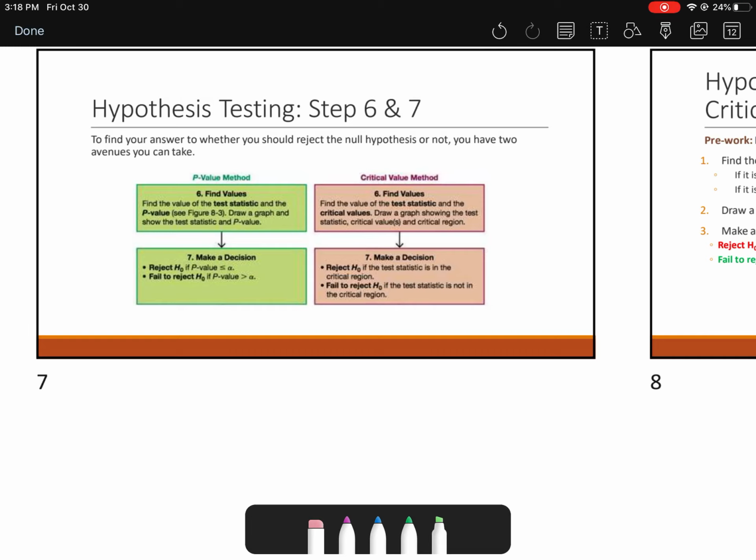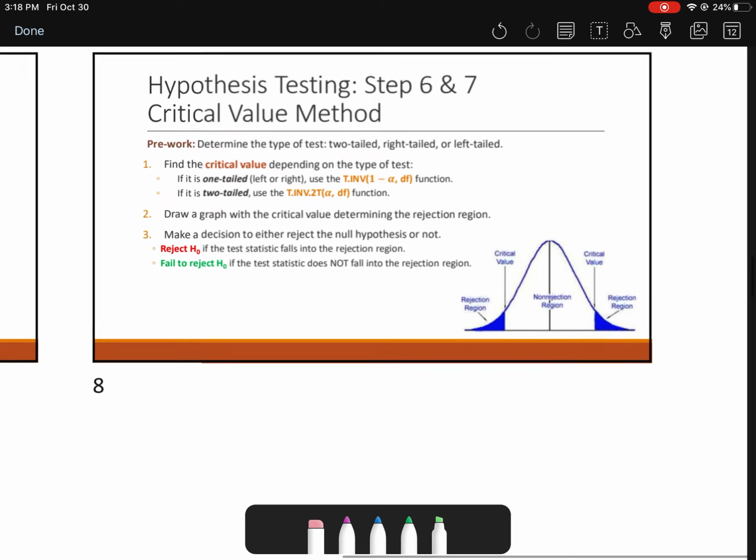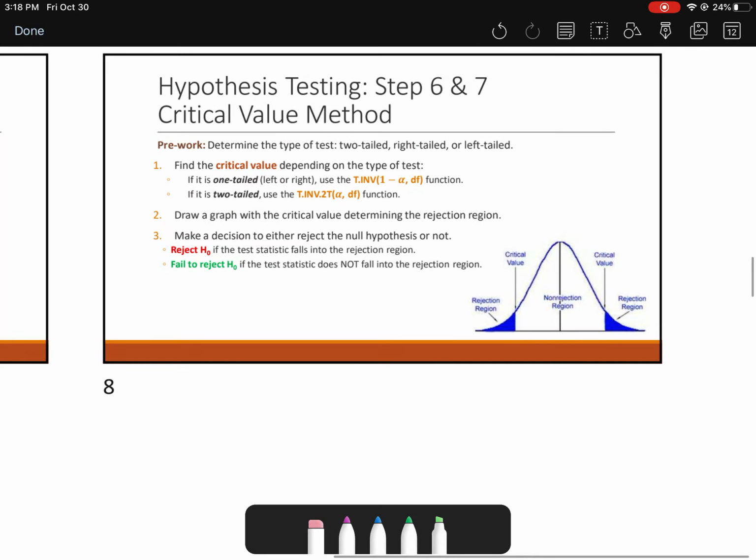Okay, so again, those steps are you need to find the value. If I'm doing the p-value method, I need to find my p-value. If I'm using the critical value method, I need to find my critical value. And then step 7, this is where you make a decision. Either way you reject or fail to reject your null hypothesis. And again, we'll go over that criteria again, but that's the same thing from part 1.